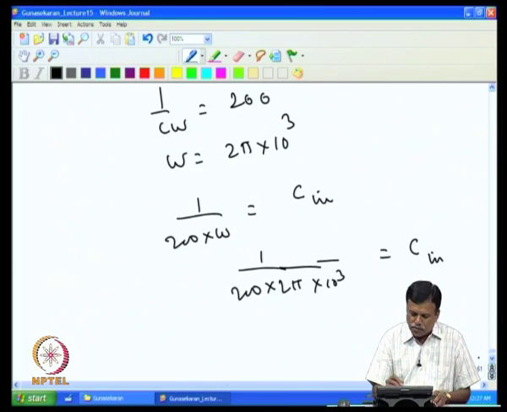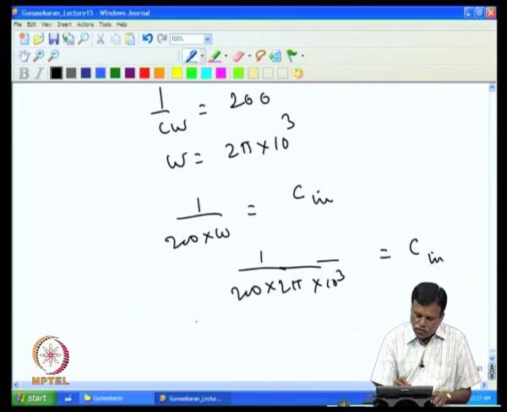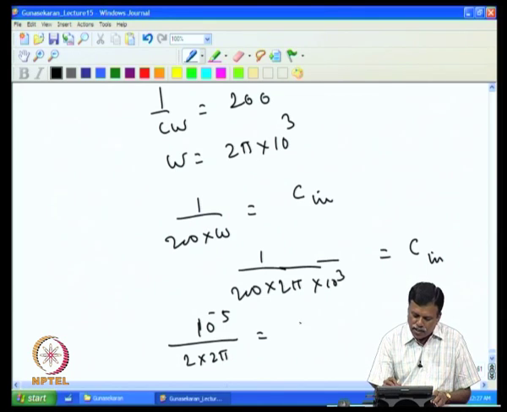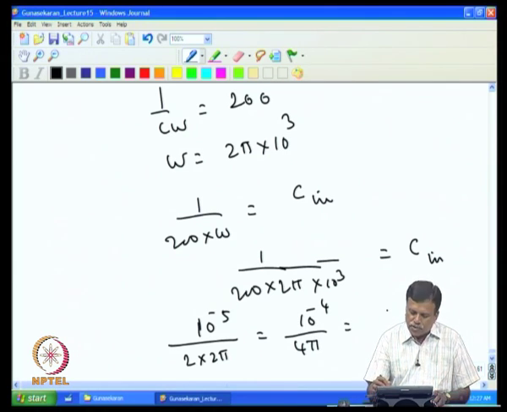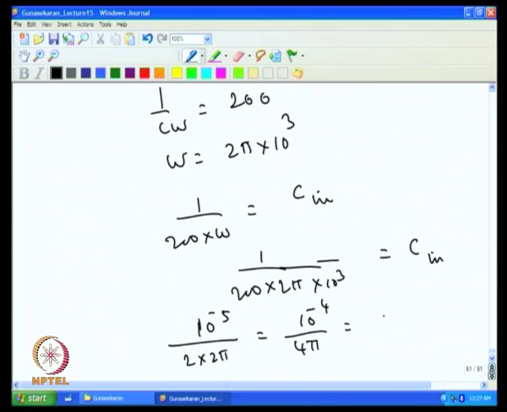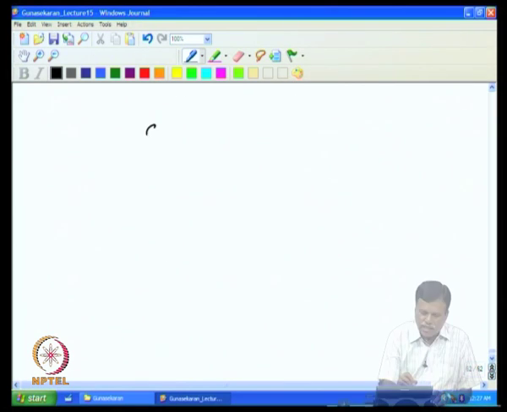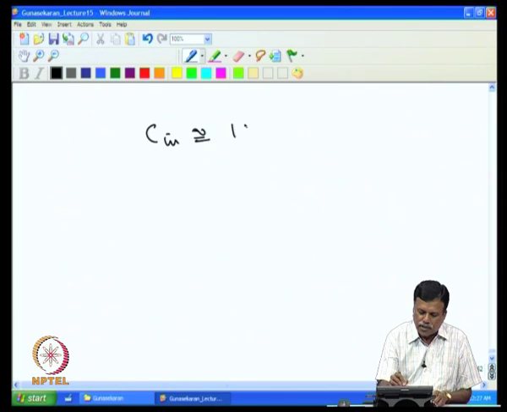For C input, if I take this, it comes as 1 by 10 power minus 5, this 3 plus 2, 5 gone. So, you have 2 into 2 pi here. So, that will be 10 power minus 5 divided by 4 pi, roughly 12. So, that will be 10 power minus 6 roughly farad, that is 1 microfarad is required for C in. So, we decide C in as nearly 1 microfarad.